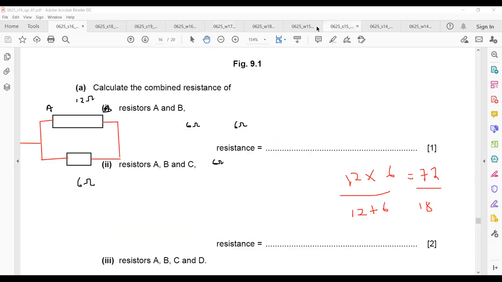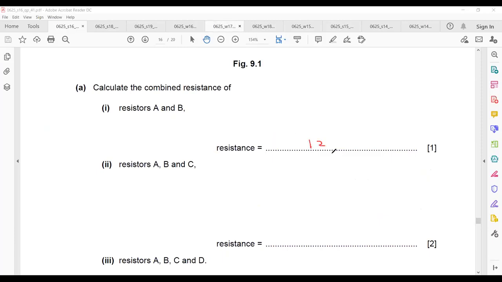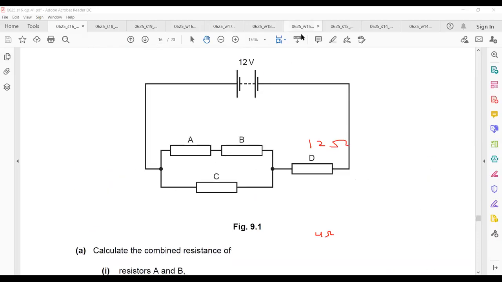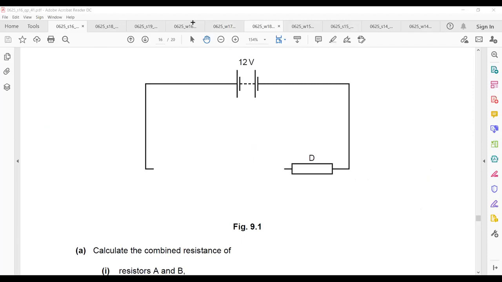Is it clear? The second part. So the first one was 12, the answer. The second one is 4 ohms. Then we need the combined resistance of A, B, C, and D. We already worked out the resistance of A, B, C. So what is the resistance of A, B, and C? That is 4. The total resistance of A, B, C is equal to 4. And the resistance of D is 6. So this one is 4 ohms, this one is 6. So what will be the combined resistance? So 4 plus 6 is equal to 10.